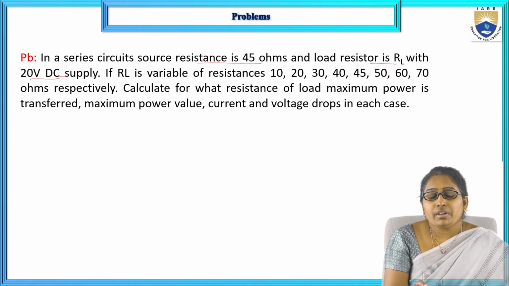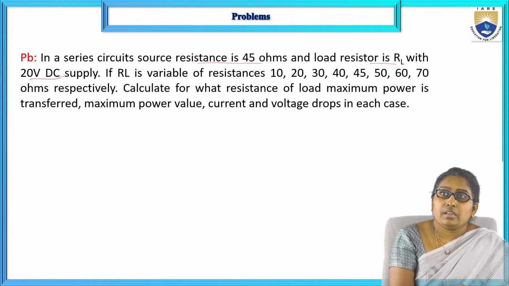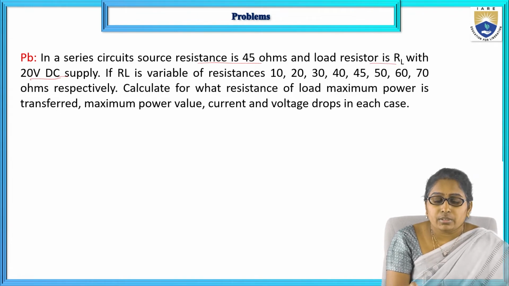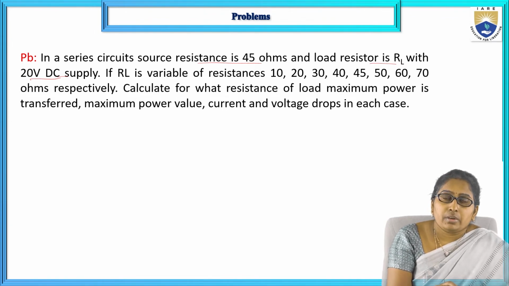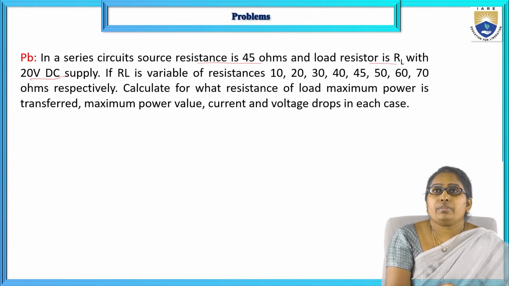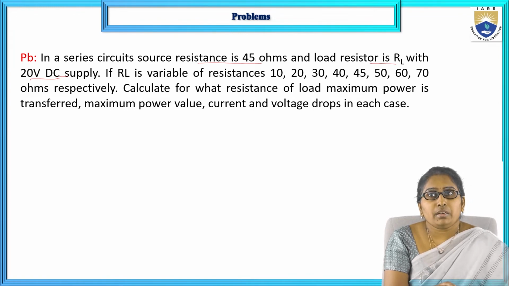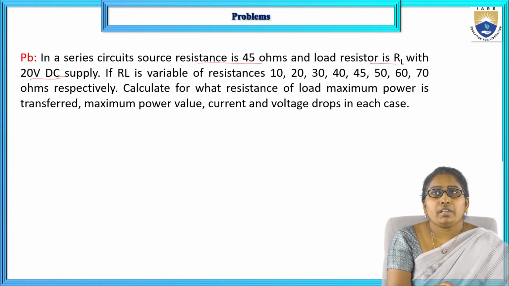Calculate for what resistance of load maximum power is transferred. Calculate at what resistance of load maximum power is delivered. That is the first thing. Then they are asking to calculate some more. We know from the maximum power transfer theorem statement that maximum power is transferred or delivered under the condition RL is equal to RTH.